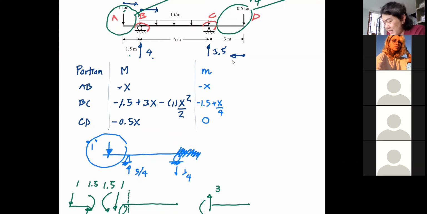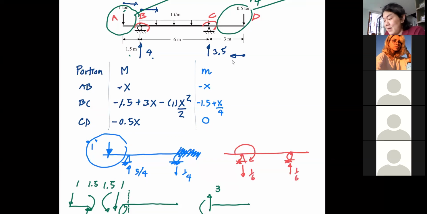That is the rotation at B. When I want to know the rotation at B, I apply the unit moment. And my unit moment is there. I need a couple, right? If moment is 1, you need a couple of the reaction to help resist this. So it's going to be another couple, but they are 6 meters apart. So you can see this is 1/6 right away.